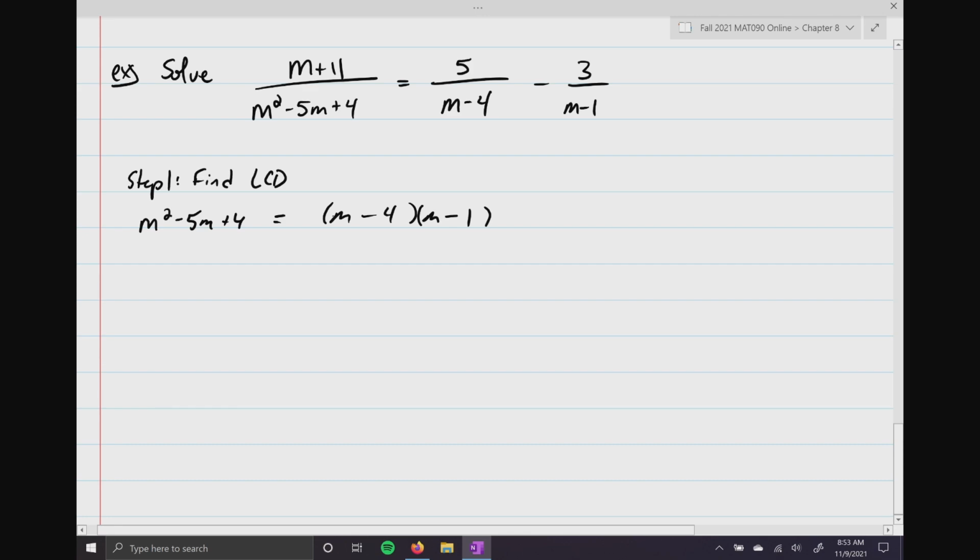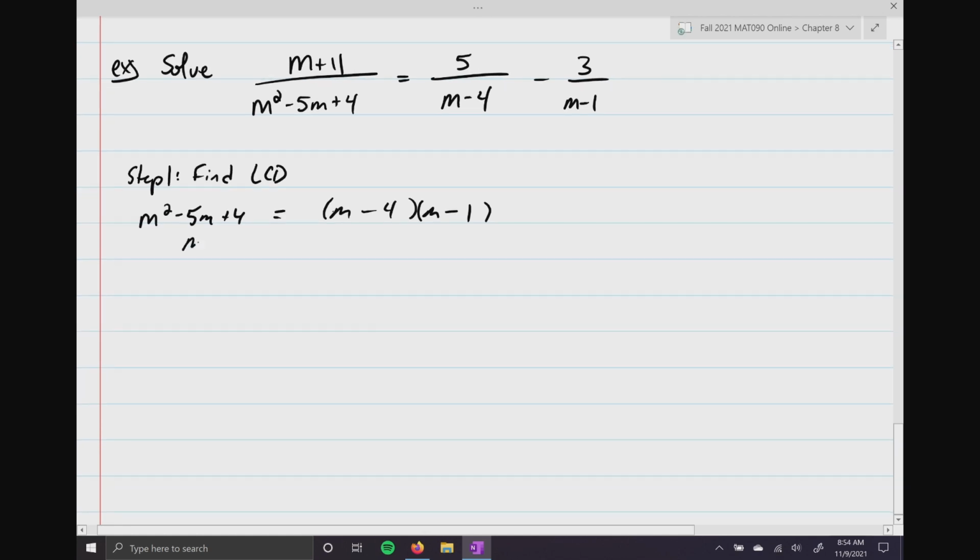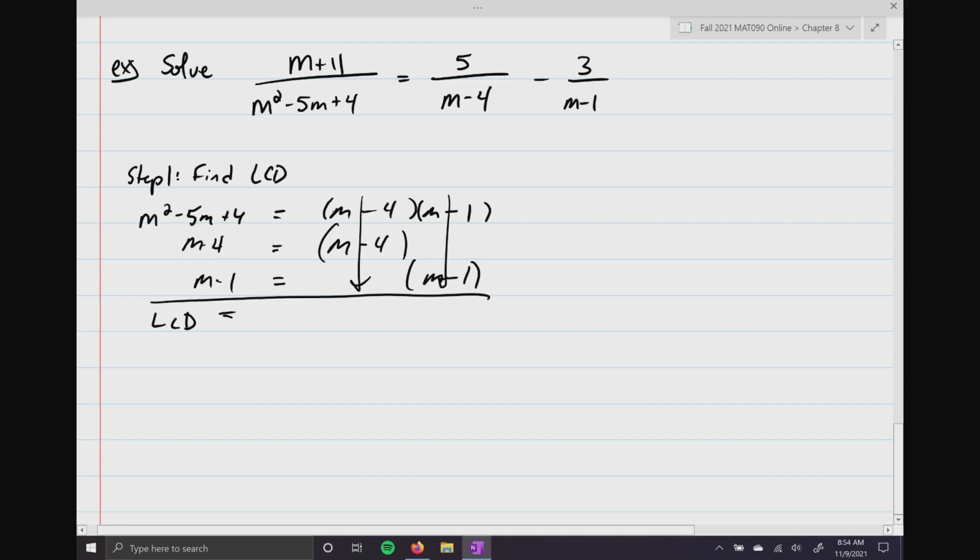Now, on the right-hand side, you have 5 over m − 4. m − 4 cannot be factored. The m − 1 also cannot be factored. So our LCD, it's a horrible looking LCD. There we go. Remember, drop it straight down. m − 4 times m − 1. So we're going to multiply the entire equation by (m − 4)(m − 1).